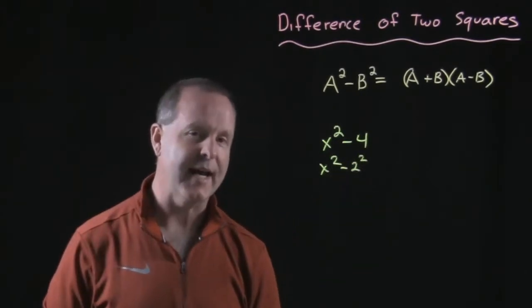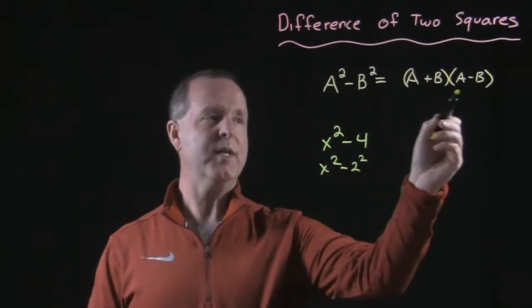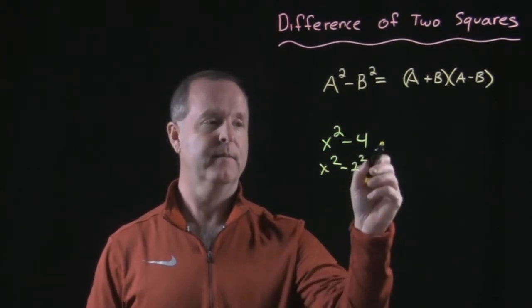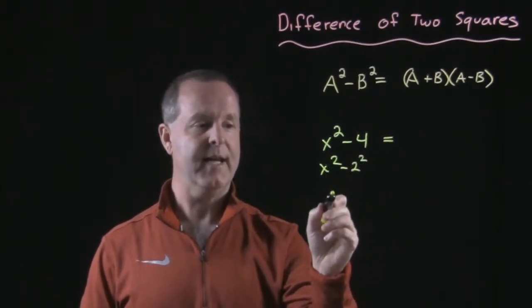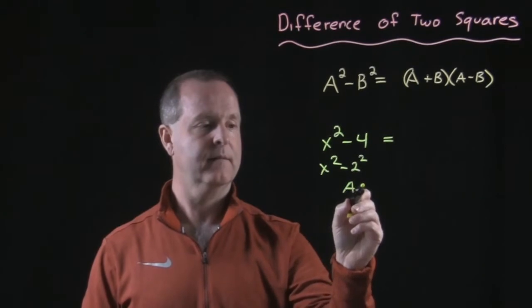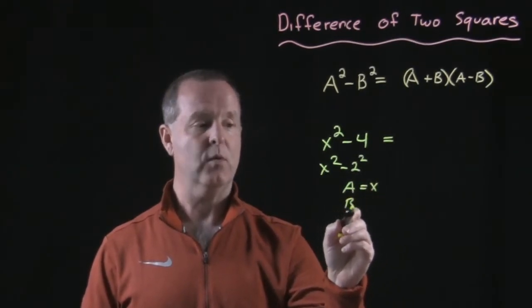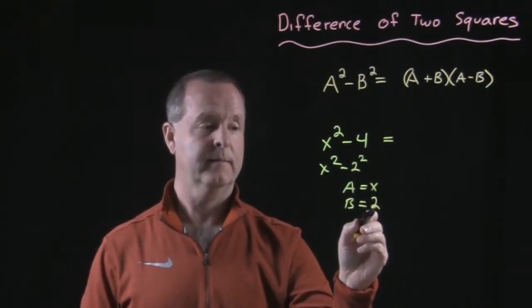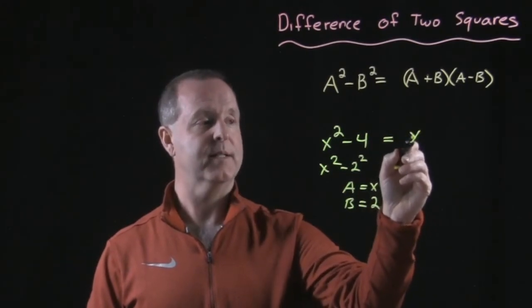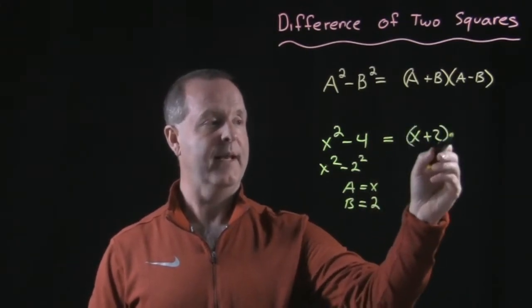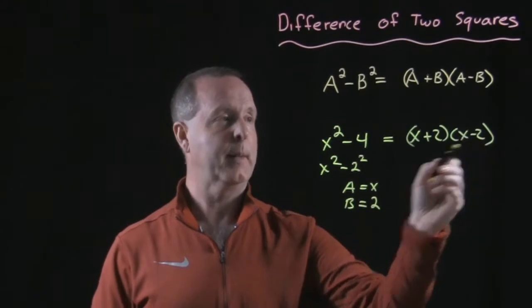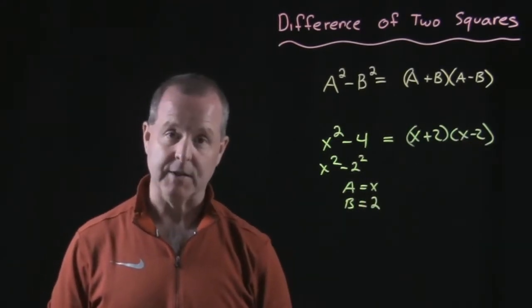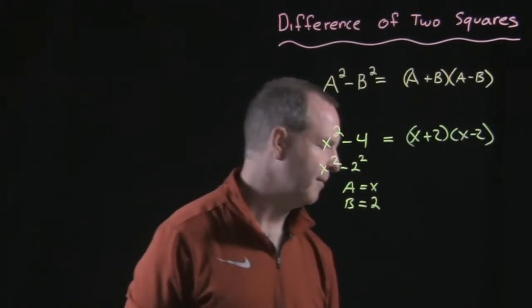So if I can recognize something in that form, it always factors into this pattern. Where in this case, a is x and b would equal 2. So then I would have an x plus a 2 and an x minus a 2. And that's how that factors. Let's look at another example.